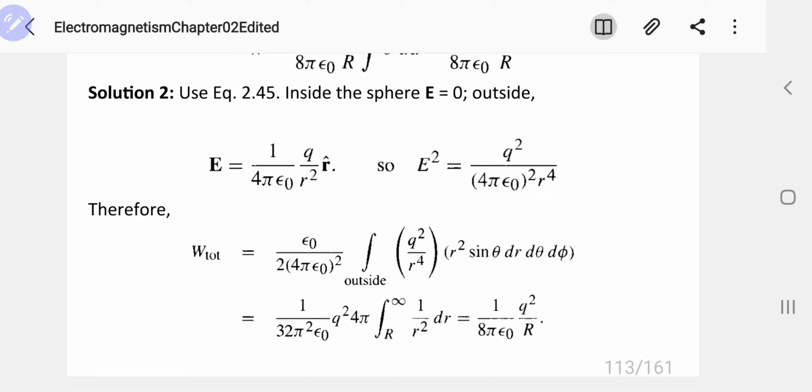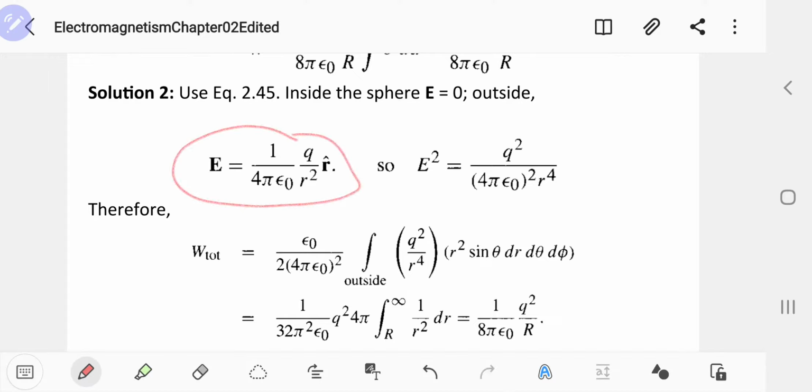But how about outside the sphere? Outside the sphere, you have an electric field, and the electric field is just given by this. And so if there's a field, then there must be an energy. So outside the sphere, you feel the energy of the sphere. But inside, because there's no field, you don't have the energy there. If you take the square of that, that's just Q squared over 4 pi epsilon sub o squared r to the fourth.